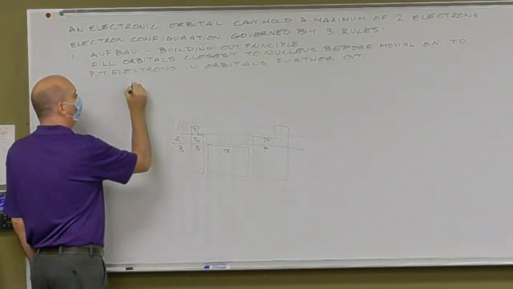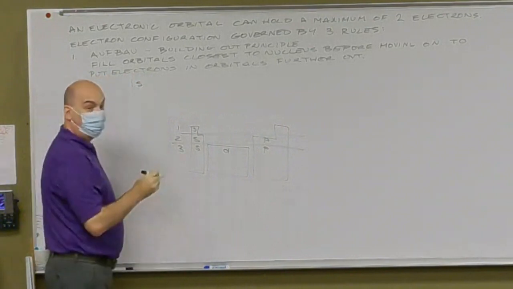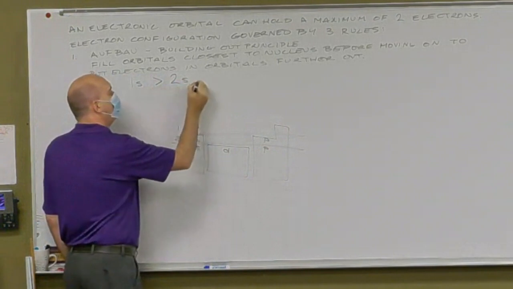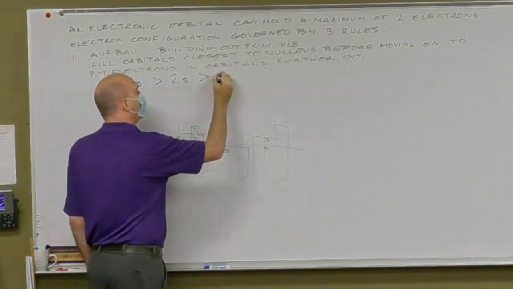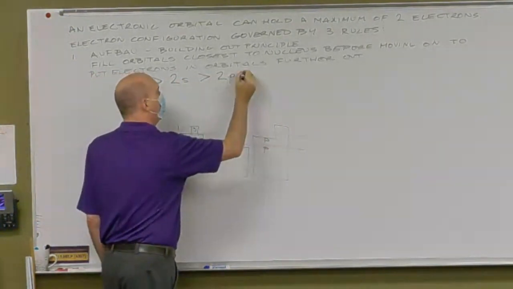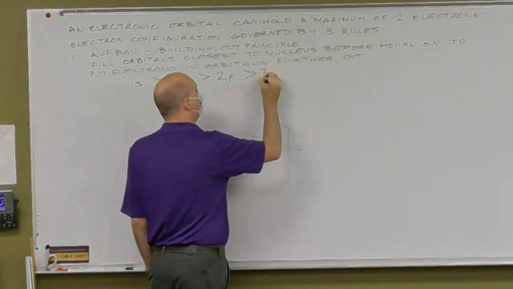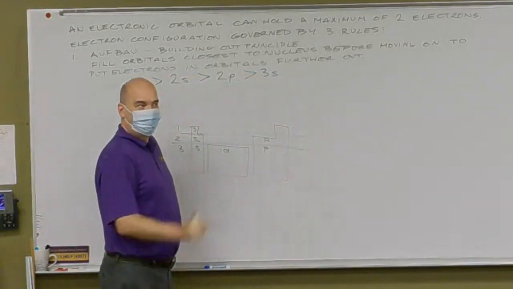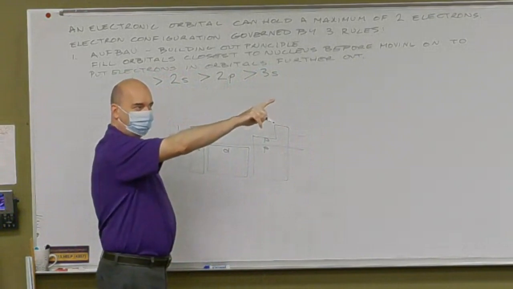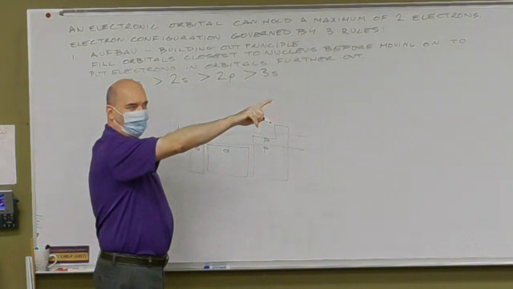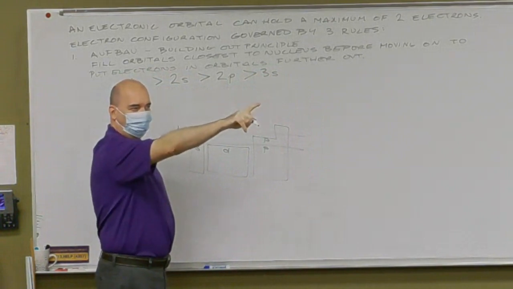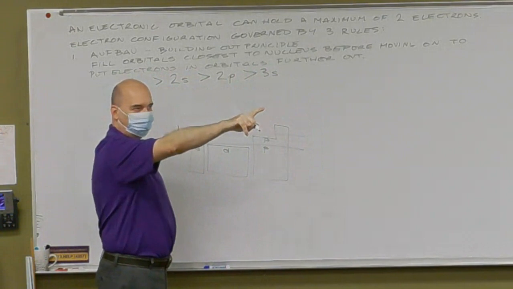So our sequence of orbitals is you fill the 1s before you fill the 2s, before you fill the 2p, before you fill the 3s. If we look at period 3 on the periodic table, it says sodium and magnesium. And that's 11 and 12. And aluminum is 13.